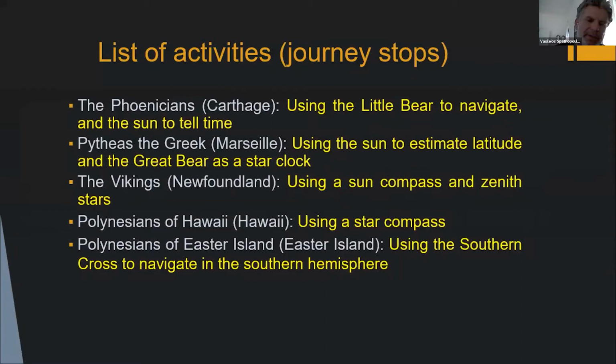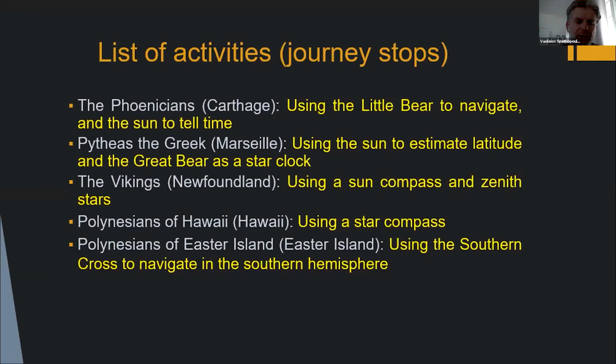So in this journey, we have 5 stops that include activities and learning outcomes. I guess there's also a 6th stop, which is New Zealand. That's where we finish off and wrap up what we've learned throughout this journey around the world. So the first stop is in Carthage.